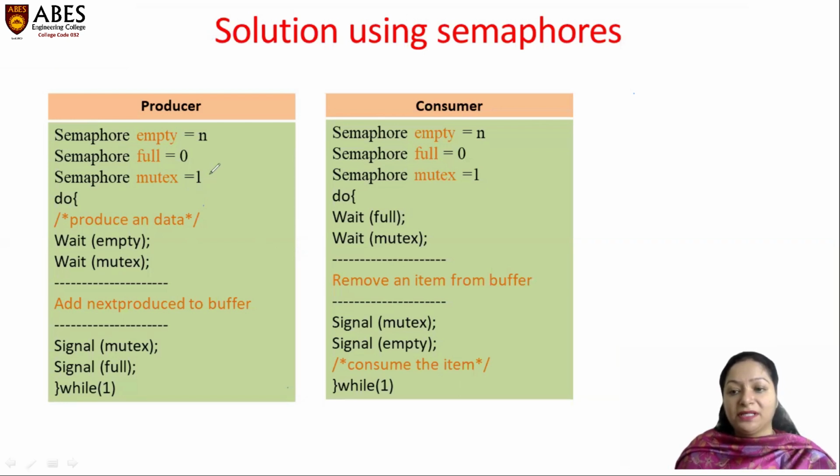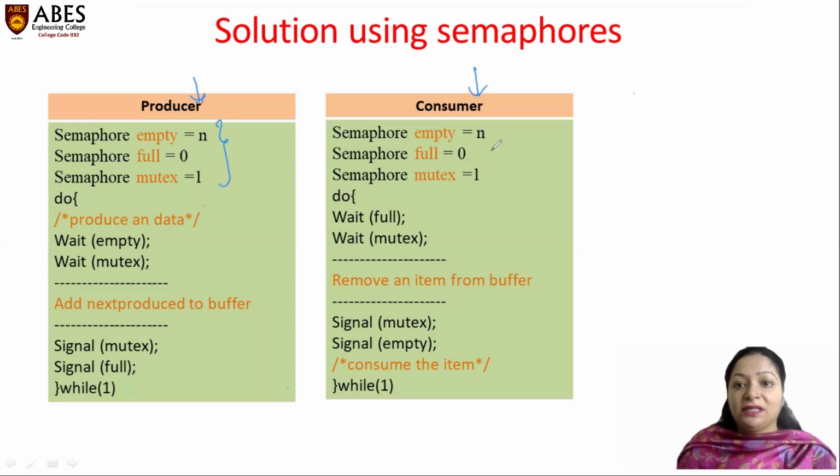Now, this is an important slide to understand. We have the producer code and consumer code, and both the processes are using the same semaphores, empty and full, which are counting semaphores, and mutex is a binary semaphore. So let us say first the producer process executes. It will apply wait operation on the empty semaphore. Empty semaphore has the initial value n, and when we apply the wait operation, that means n will be changed to n minus 1.